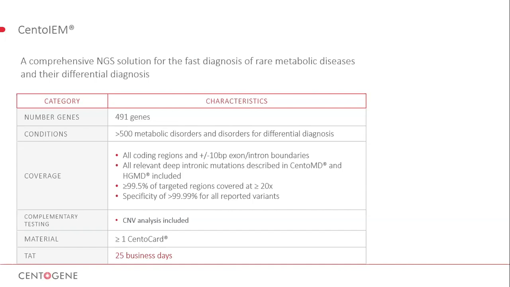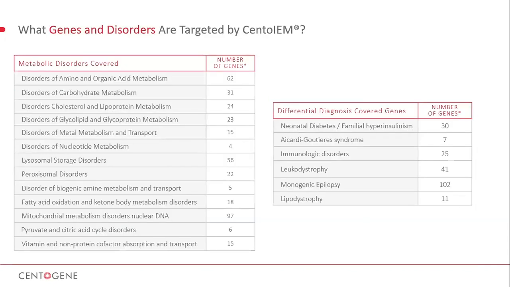It includes 491 different genes, now including metabolic disorders, but also some important differential disorders that may have a very similar clinical picture, especially in the neonatal period. And this also includes the CMV analysis. And we can see here the different categories included.